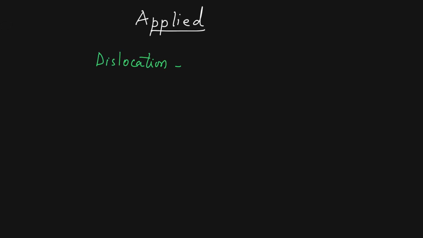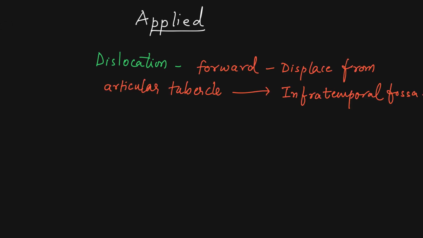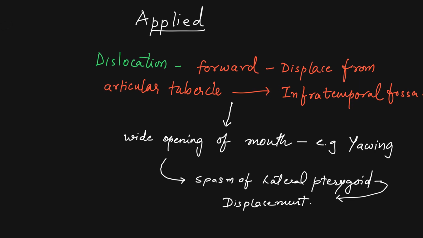Now we come to the applied anatomy of this jaw joint. Dislocation of the mandible is always in one direction, and that is forward. Whenever there is a sudden spasm of the lateral pterygoid muscle, there is a sudden wide opening of the mouth. Normally this wide opening we do only in yawning.